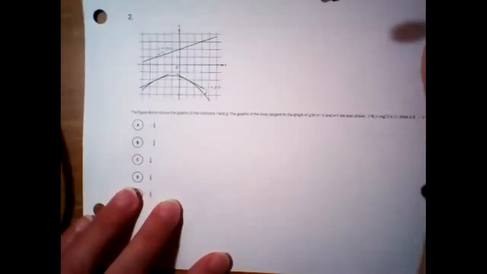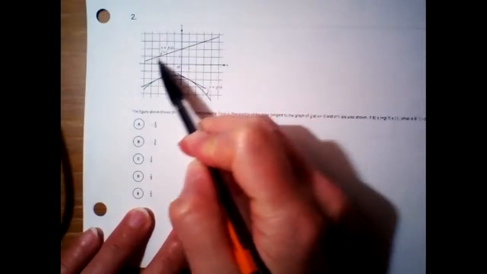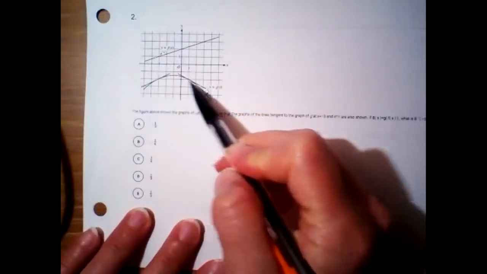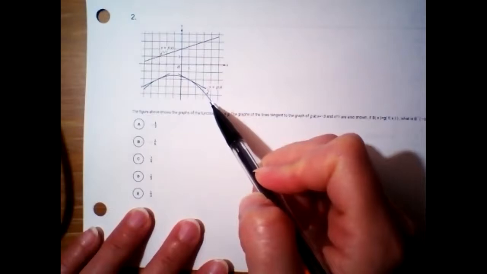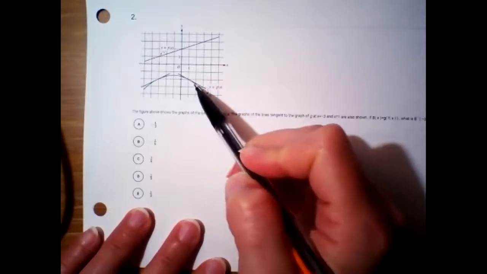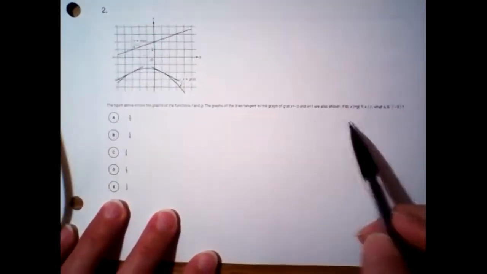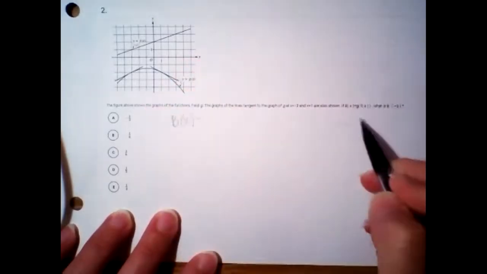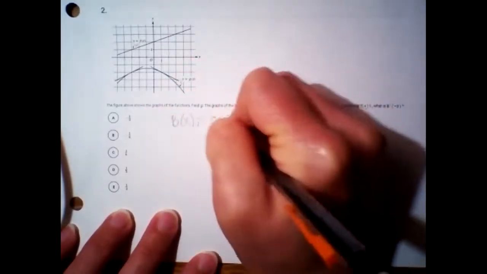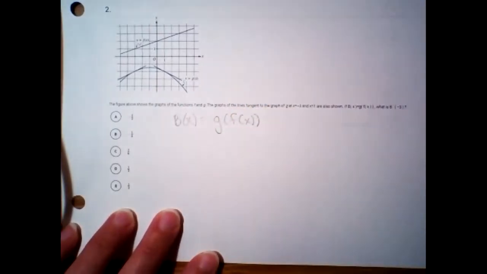All right, the second one, they give us this graph of f of x. So f of x is linear, and then g of x is a parabola, it looks like, but some sort of curve. And they drew in 2 of the tangent lines for g of x. So they gave us all that. And then they tell us b of x equals, I'm going to write this bigger because it's kind of small here, g of f of x.